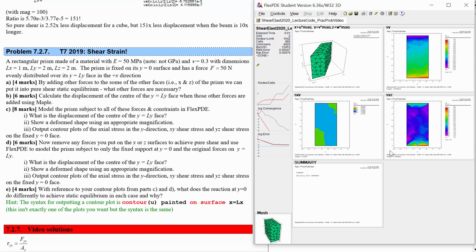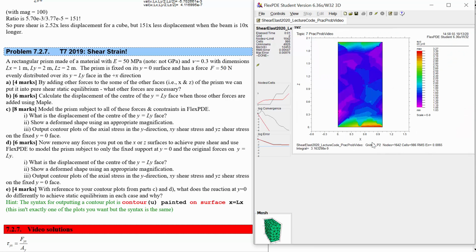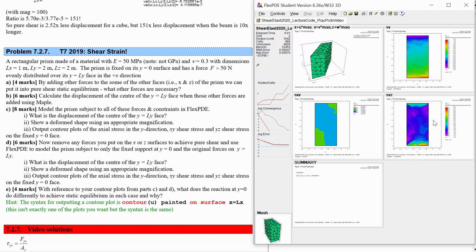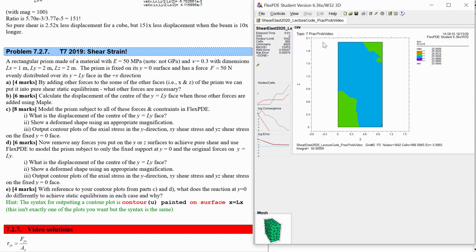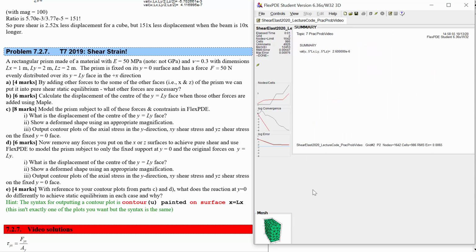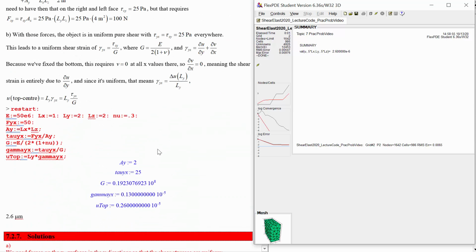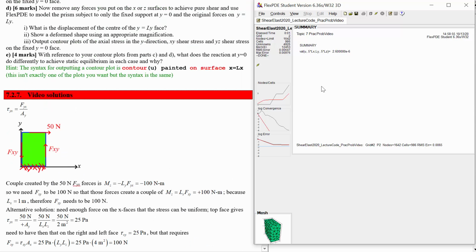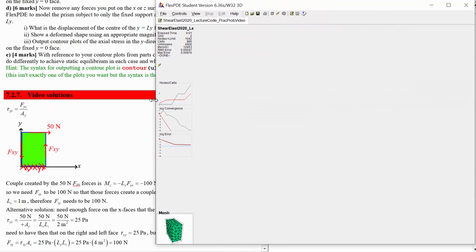All right. And we've got a contour map of the YZ shear stress, which is just 0, and the axial Y stress, which is also 0, and the XY shear stress, which is a fixed 25. Okay, and we've got indeed 2.6 microns. Is that what it was? Yeah, 2.6 microns. All right, so that's it. We've got it.